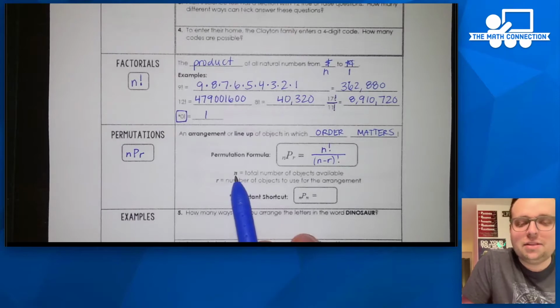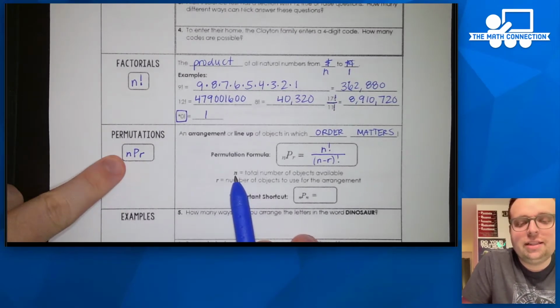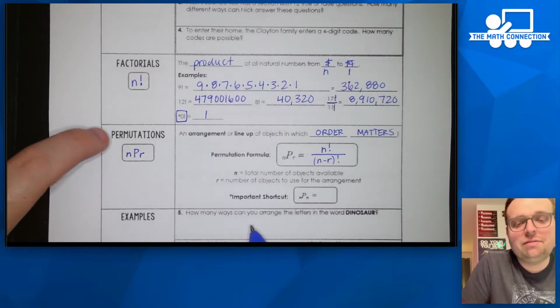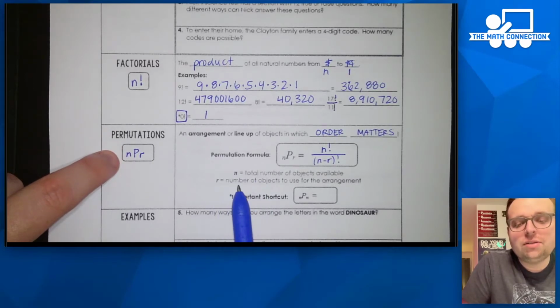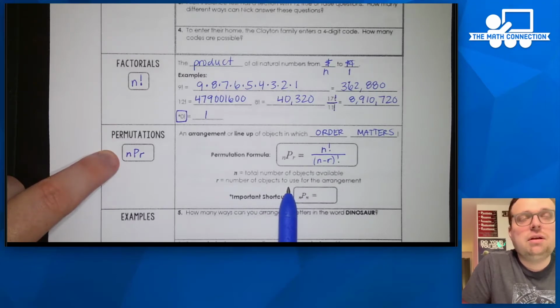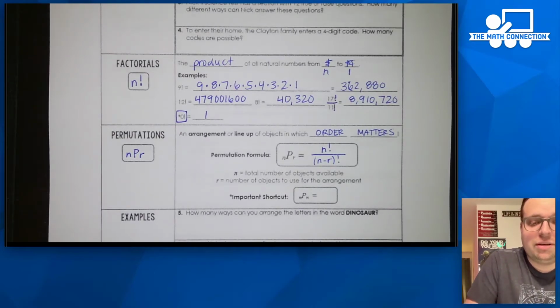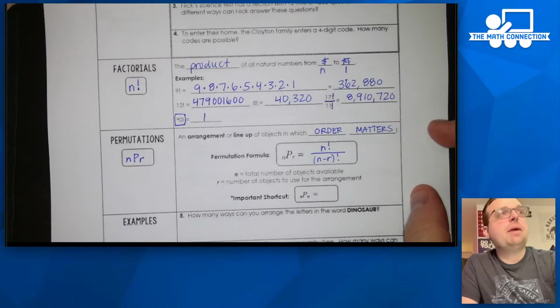So the n in this formula, in this abbreviation for permutation, stands for the total number of objects that you have available to you in this set of information, and then r is the total number of objects that you use for the arrangement. That will start to make more sense as we do some examples. So let's go ahead and get some of those done. Let me just roll my page up here.